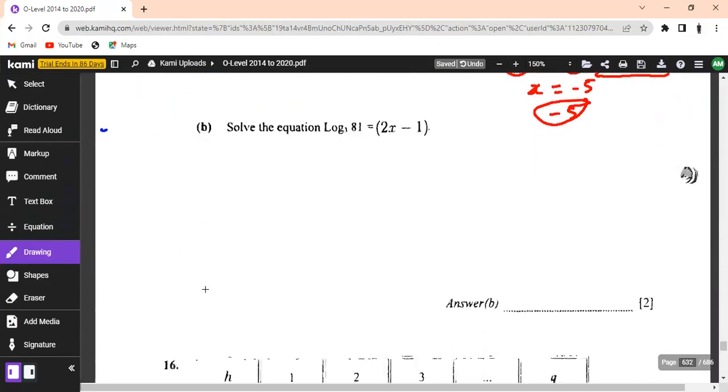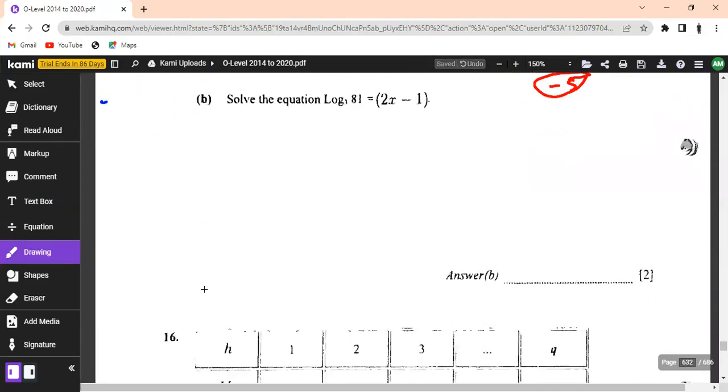Then we are given to solve the equation. It's a logarithm, which is the logarithm of 81 in base 3, equivalent to 2x minus 1. So this one, they are just playing with us, guys. They just want you to simplify log 81 in base 3. Do you know log 81 in base 3? Simplify this. I don't know which method they're going to use, but I'm going to use the first method that we did, of writing in the format of having log a base a.